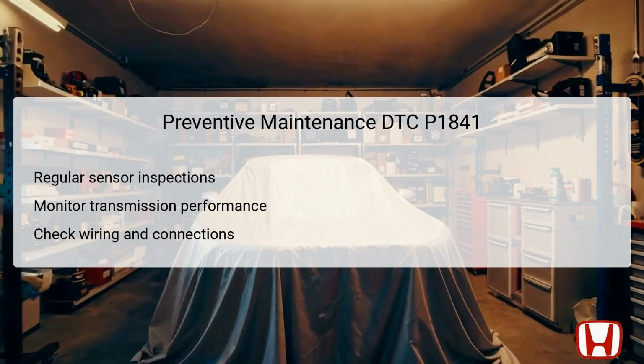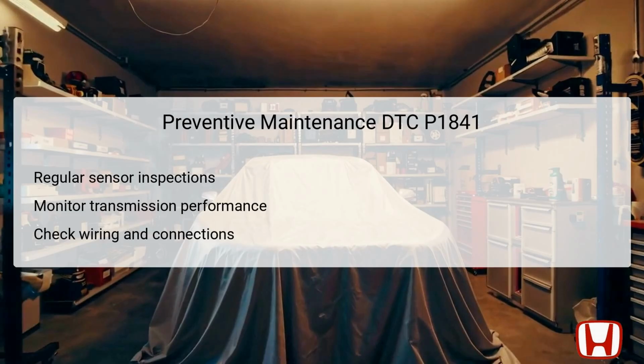Regular inspections of the CVT speed sensor should be conducted to ensure its proper functionality and to replace it if signs of wear are evident. Monitoring the transmission performance regularly can help identify small issues before they develop into larger problems, enabling early intervention.